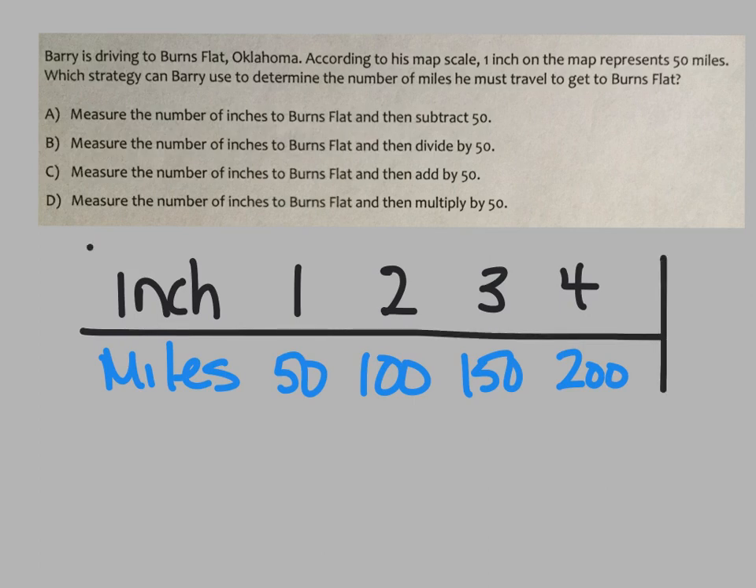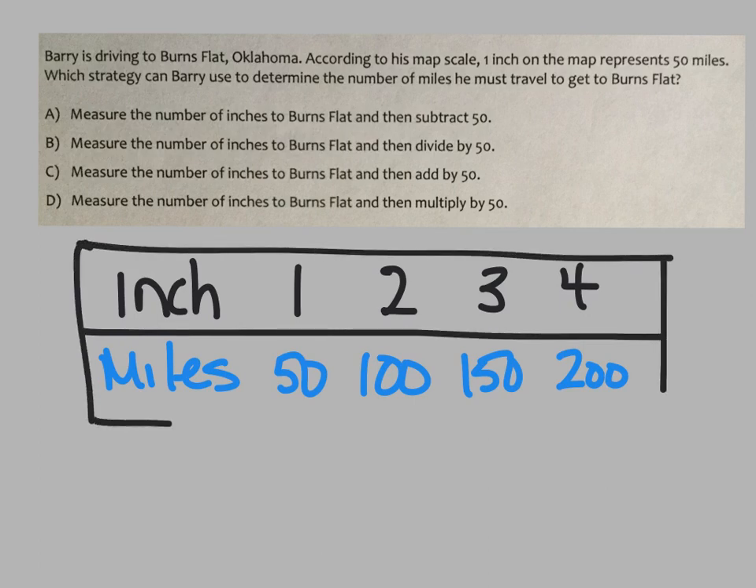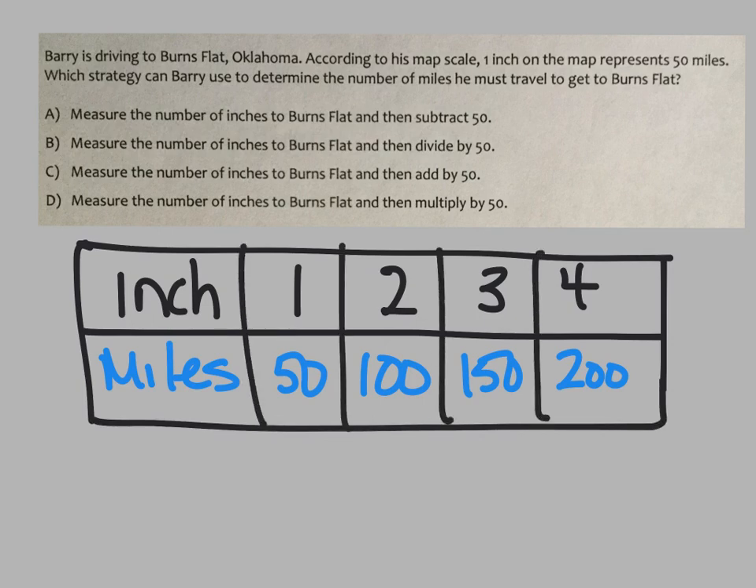So let's see what might be happening in order to prove this to be true. In a ratio table, each inch is 50 miles. Now you might remember words like each and per normally suggest multiplying, but let's check to see what works here. Answer choice A. Measure the number of inches to Burns Flat and then subtract 50. So if I had 1 inch and subtracted 50 from 1, would that make sense? I don't think so.